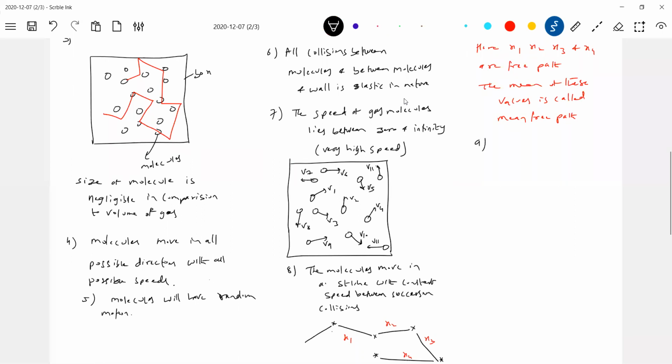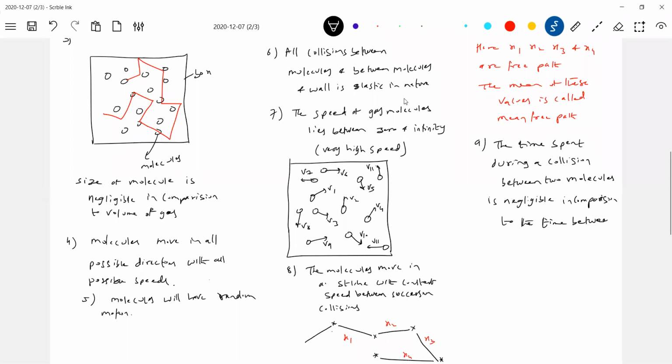Next, again, after this: the time spent during a collision between two molecules is negligible in comparison to the time between two successive collisions. This I think you know.